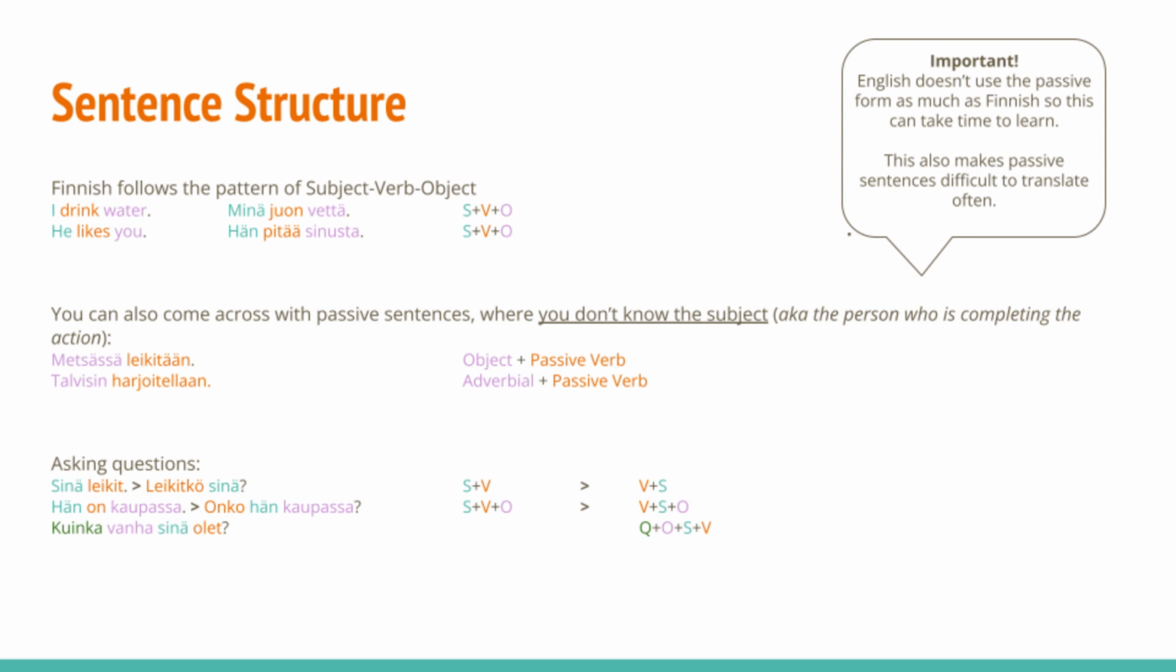And since passive sentences don't have subjects, it's also not included in the sentence structure. So instead, the way you build passive sentences, you put object and passive verb, or adverbial and passive verb.